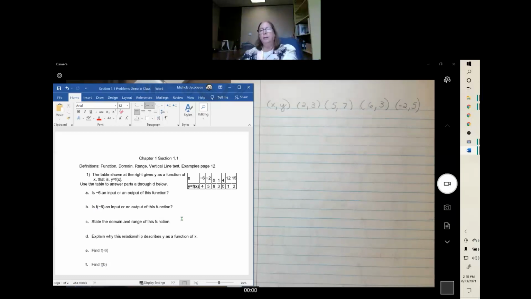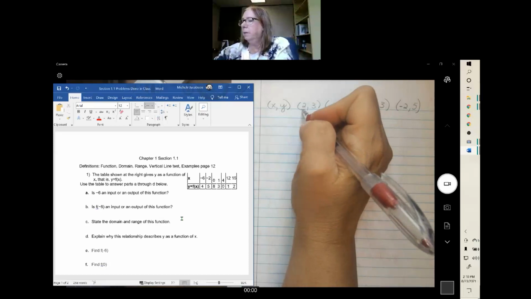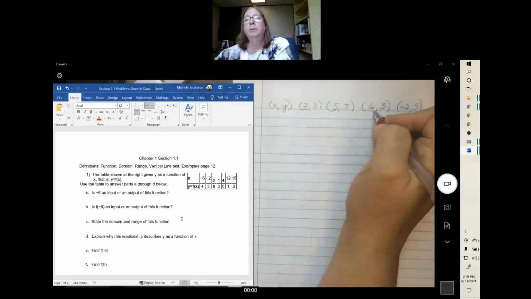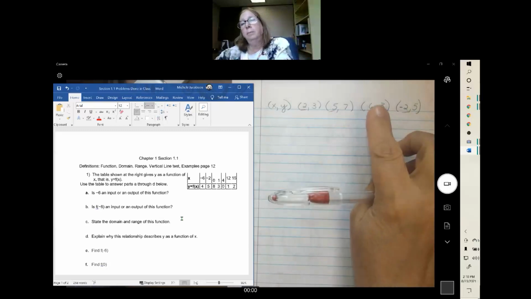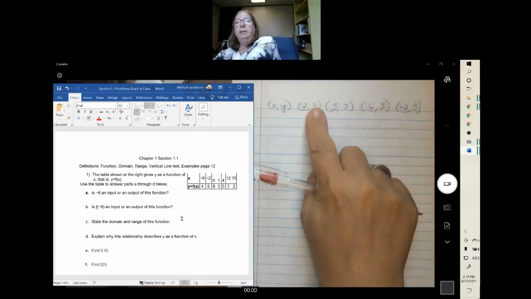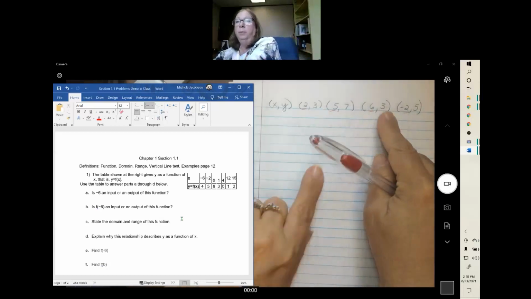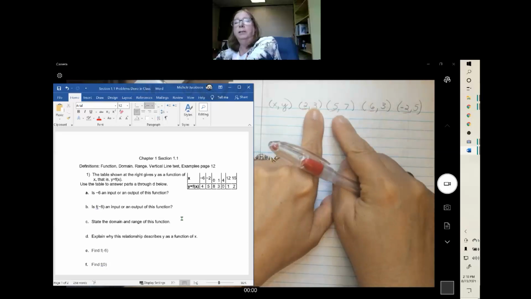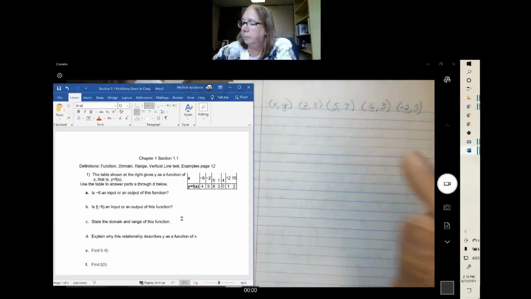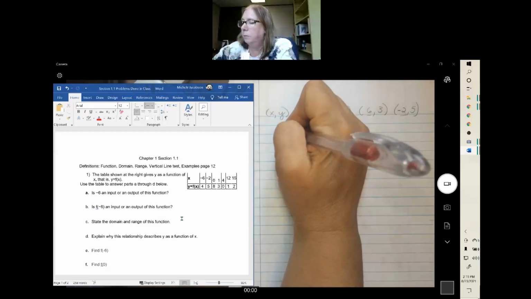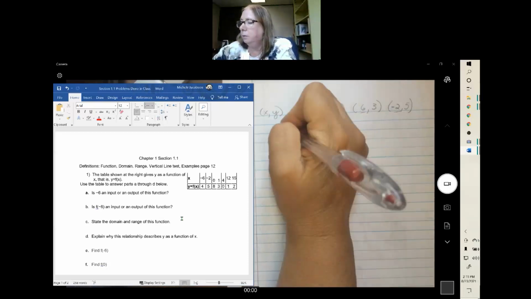Now it doesn't matter if it goes the other way. So if we look at these x values, we have a 2, a 5, a 6, and a -2. So the x is not repeating, this is a function. It doesn't matter that this y repeated. They could all be 3's, but as long as your x does not repeat and give you a different y value, it's a function.